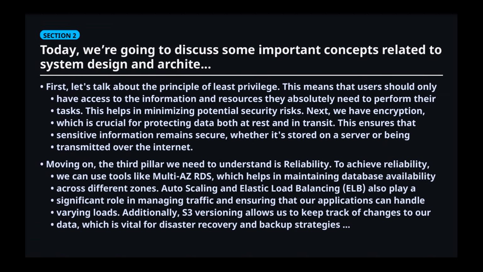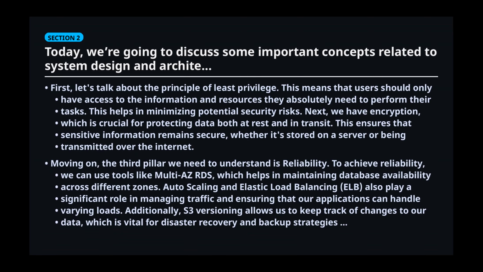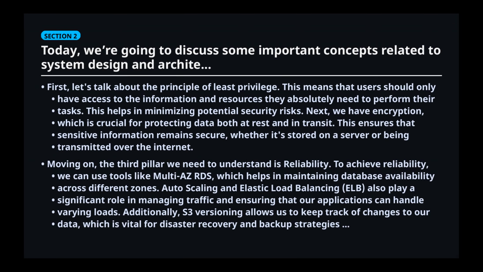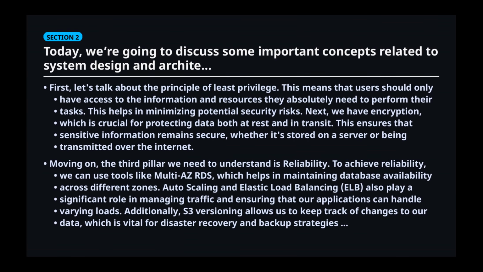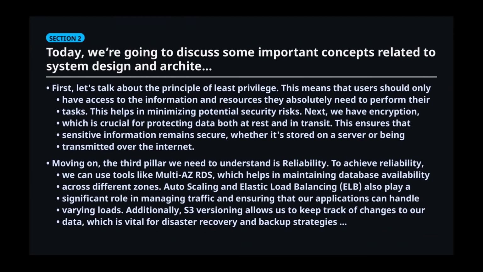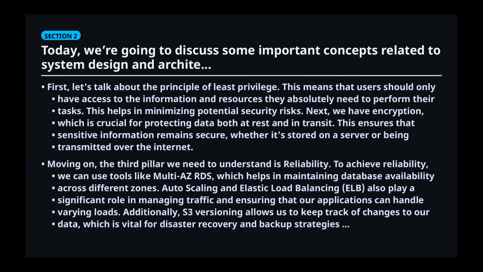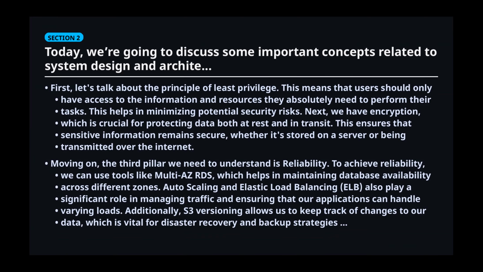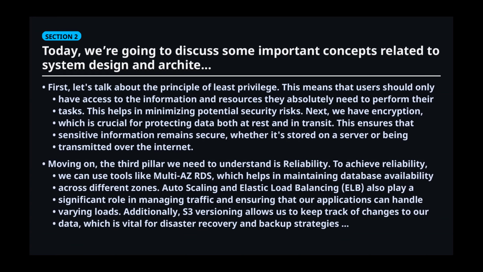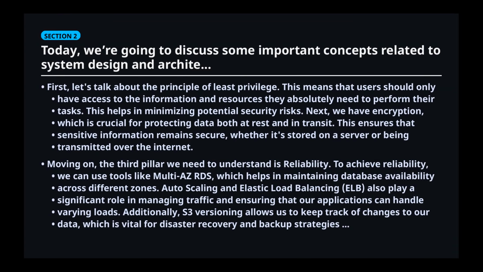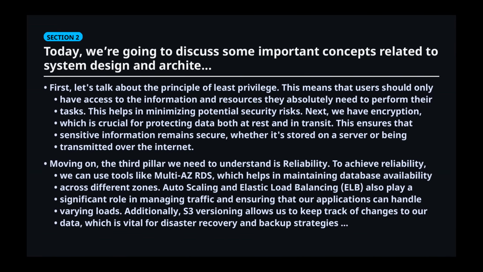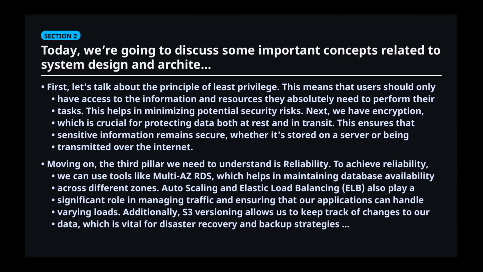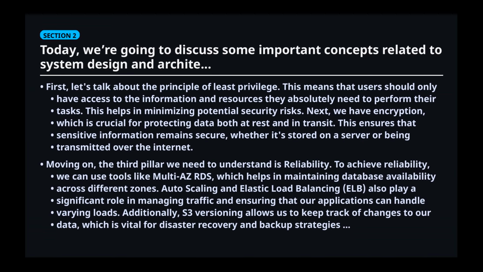Moving on, the third pillar we need to understand is reliability. To achieve reliability, we can use tools like Multi-AZ RDS, which helps in maintaining database availability across different zones. Auto Scaling and Elastic Load Balancing, ELB, also play a significant role in managing traffic and ensuring that our applications can handle varying loads. Additionally, S3 versioning allows us to keep track of changes to our data, which is vital for disaster recovery and backup strategies.